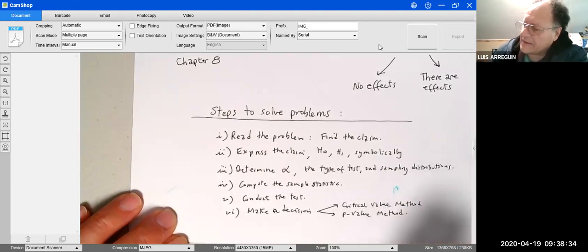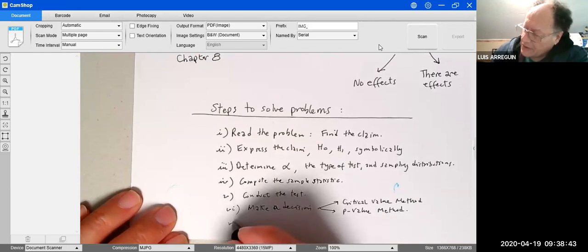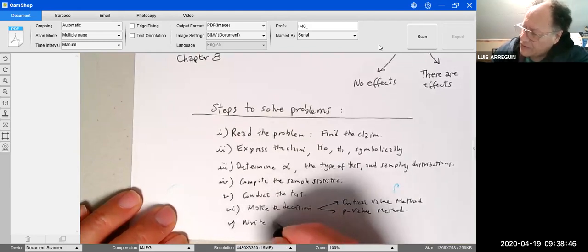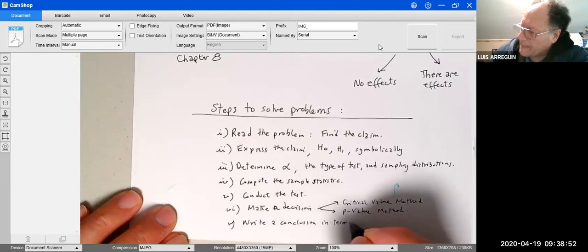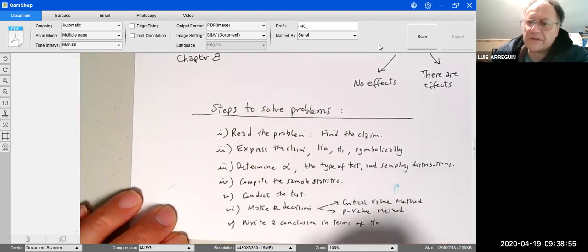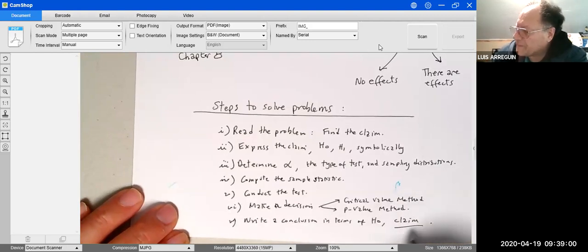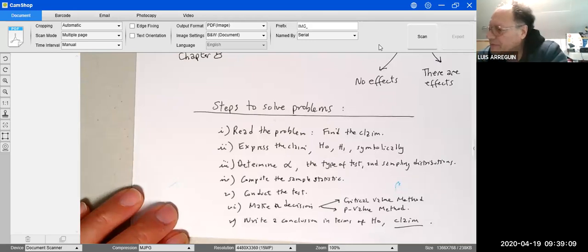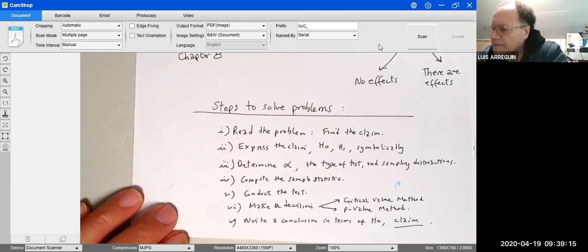So we're gonna learn about this. I'm just giving you an overview of the next things that we're gonna learn. Finally, you need to write a conclusion. You need to write a conclusion in terms of the null hypothesis and also in terms of the claim, because at the end of the day, this is what people are interested in. So they want to know about claims regarding populations. So this is an overview, as I mentioned before. It's a big picture of what we're gonna do now.